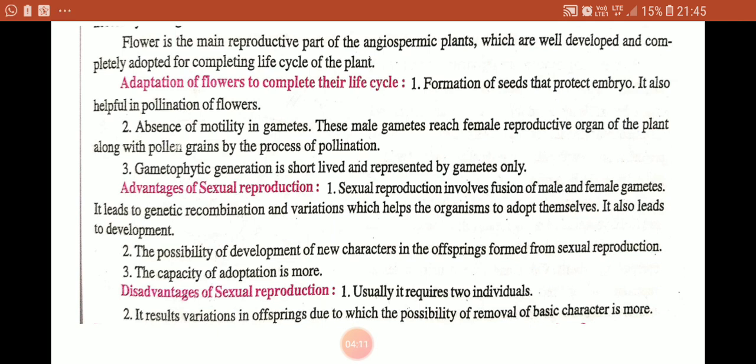The only disadvantages are it requires 2 individuals, which is not seen in asexual mode of reproduction, and the variation of offsprings is due to possibility of removal of basic character. Let's move to the next slide.